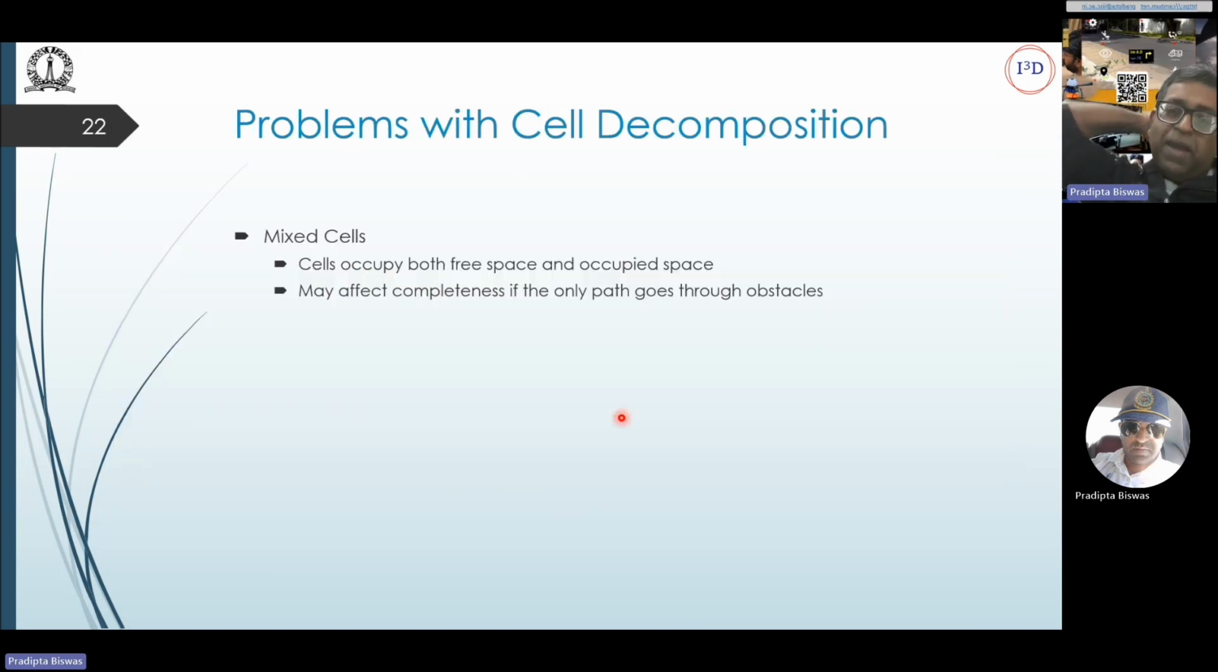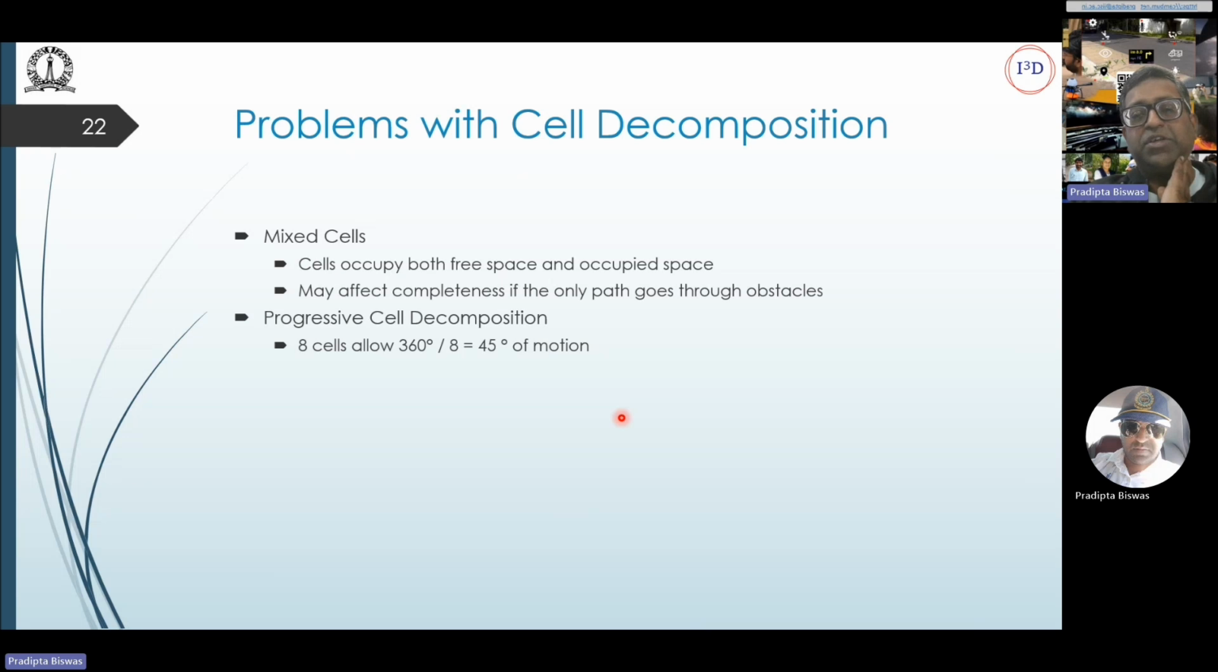But if we look back, if we can improve this, of course, the best path would be if I can make a path in between, through the two obstacles. That will be a better path. So how can we do this? These mixed cells, we have multiple ways of solving this problem, where a cell contains both free space and obstacle space.